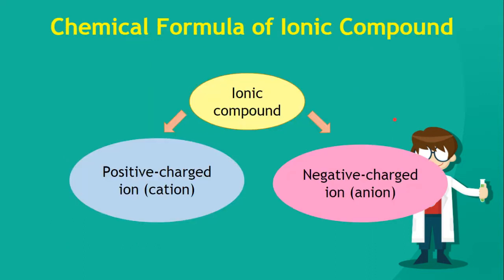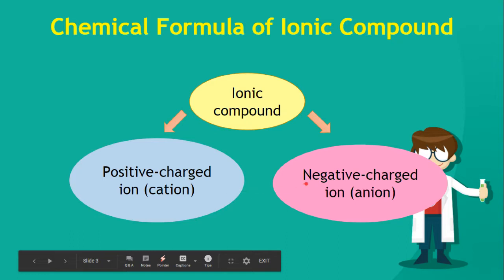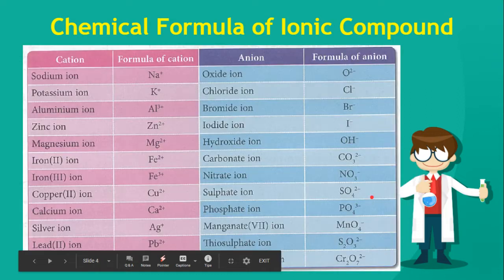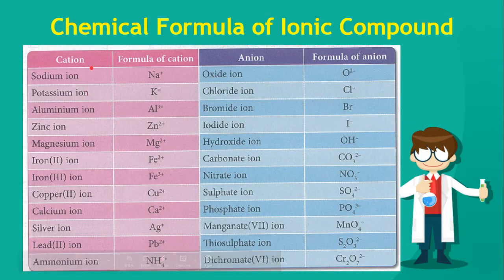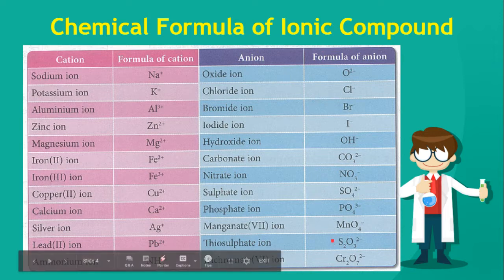Before you learn how to write the chemical formula for an ionic compound, you need to know what an ionic compound is. An ionic compound is formed from positively charged ions, which we call cations, and negatively charged ions, which we call anions. This is the formula of cations and anions that you need to know. Later I will teach you how you can remember these formulas easily.